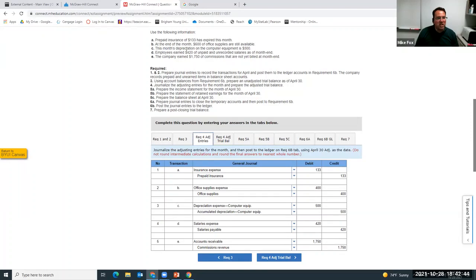C, the month's depreciation on the company's equipment is 500. Well, that's nice of them. They're just telling us how much. So again, we debit depreciation expense, credit accumulated depreciation.